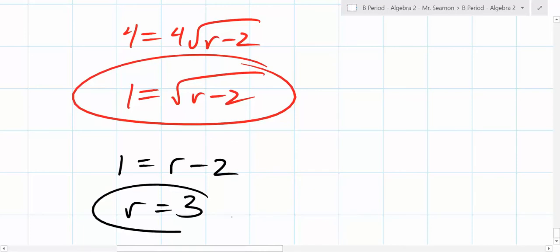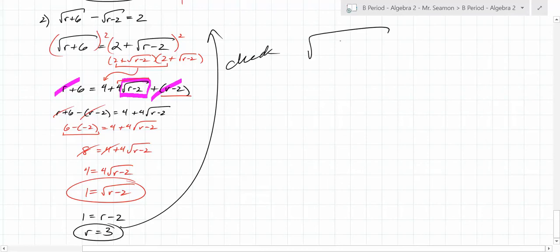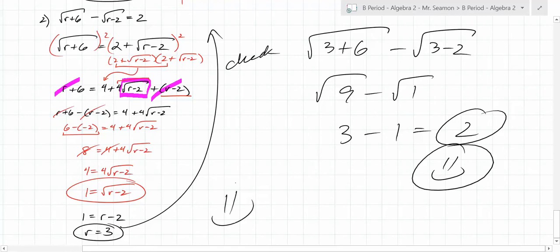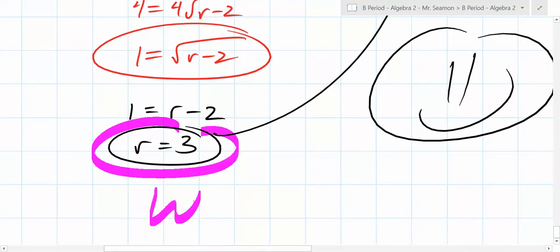Oh my gosh, I totally messed that up. So you take this and you check. It's really important that you do. So you end up with the square root of 3 plus 6 minus the square root of 3 minus 2, so that's the square root of 9 minus the square root of 1. So that's 3 minus 1, which is 2. Does it check? Yes. Yay, it does. So you can say it works.